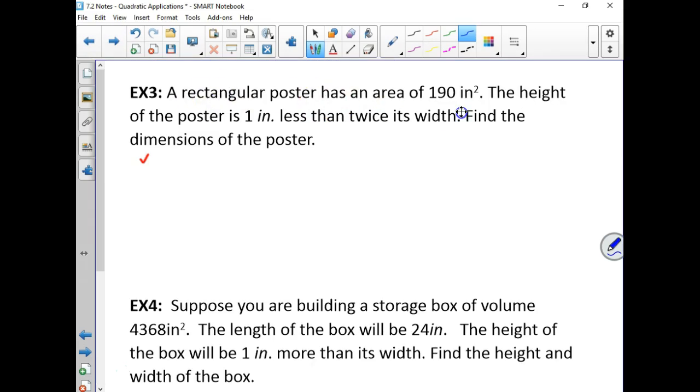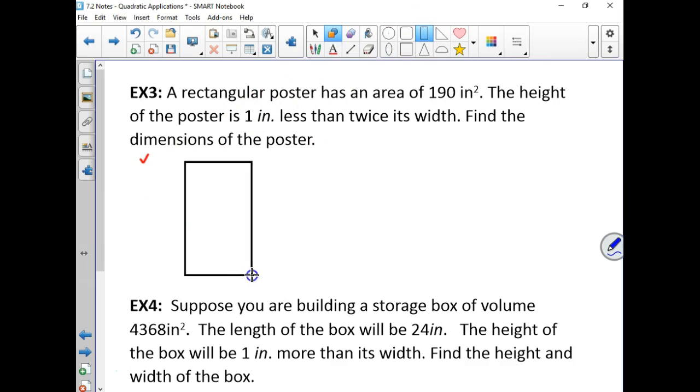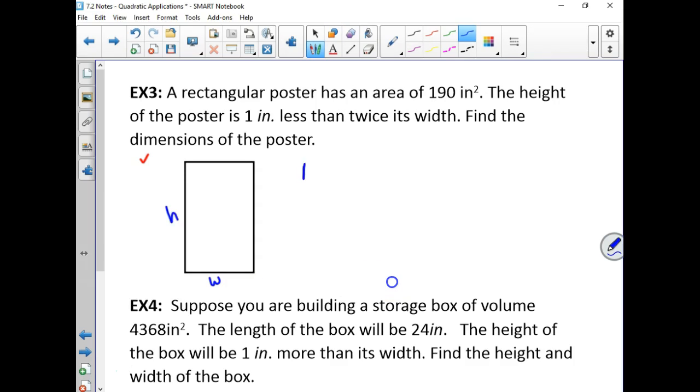So in this problem, we've got a rectangular poster that has an area of 190 inches squared. The height of the poster is 1 inch less than twice its width. Find the dimensions of the poster. So I'm going to draw a rectangle here, and I know that I have a width here and a height here. So the area of this poster would be the width times the height.